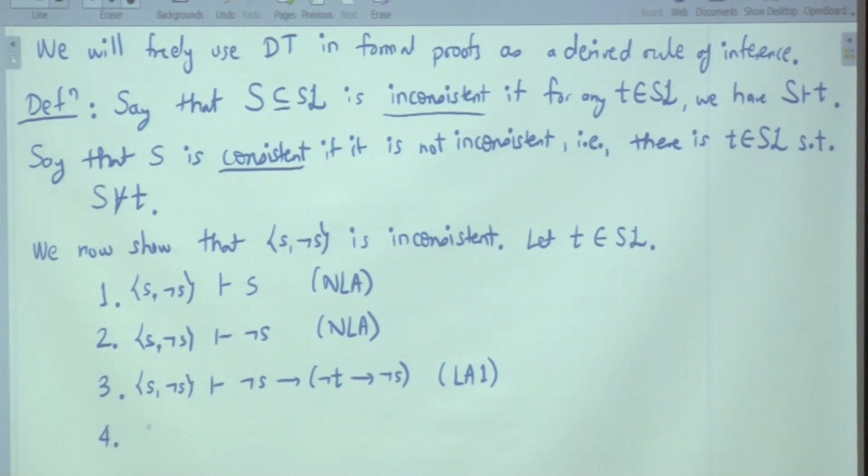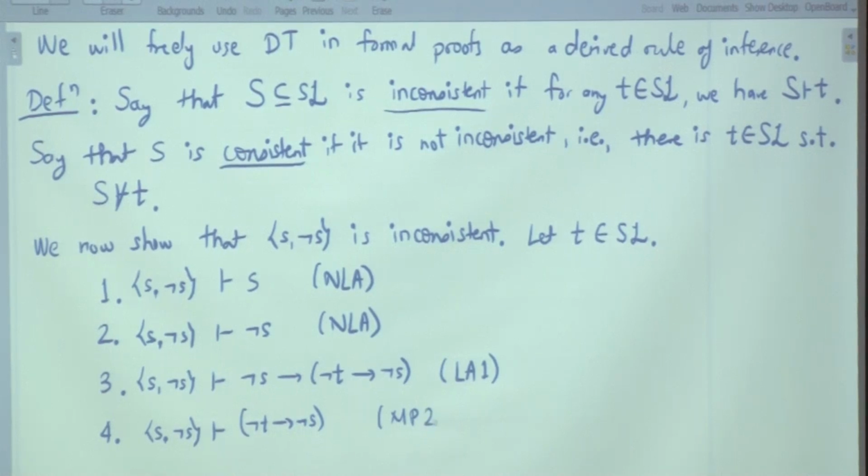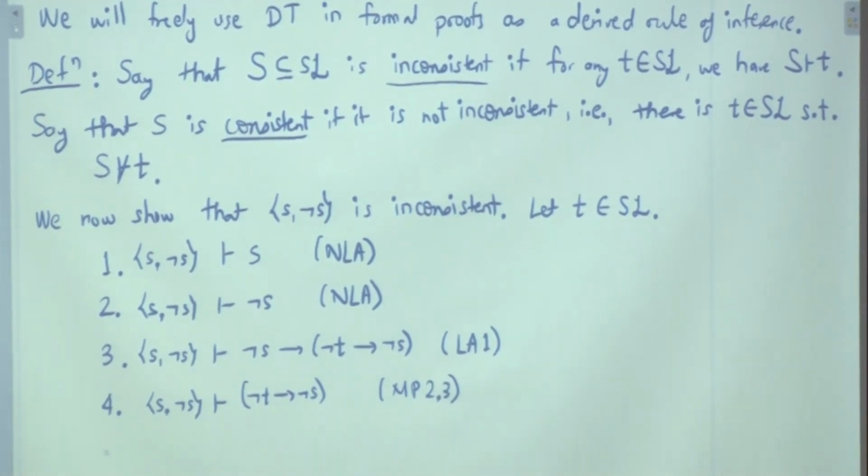Fourth one. Now what can I conclude? Negation T implies negation S. And what is the reason for that? MP 2, 3. Okay.